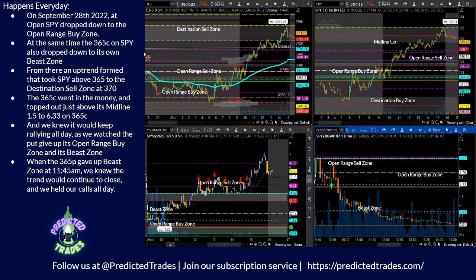So here's another example. In this example, we did rally all day up to that destination sell zone, right? At open, we're watching calls and we're watching puts. SPY opens right around 364, so we're watching the 365 put and the 365 call.